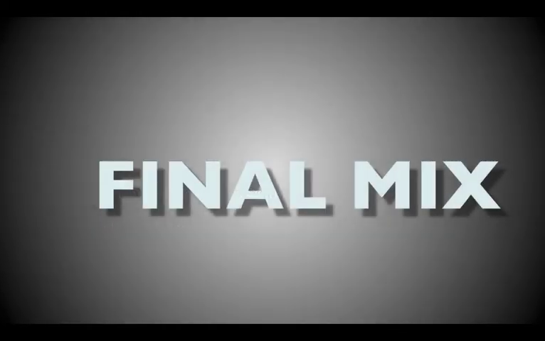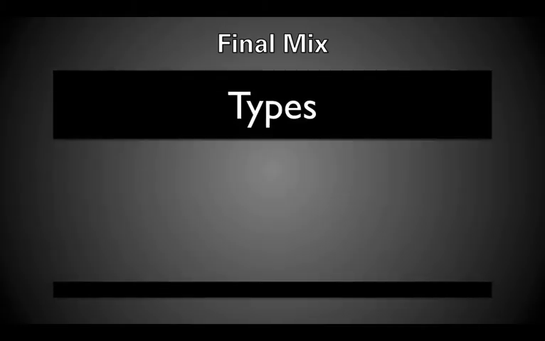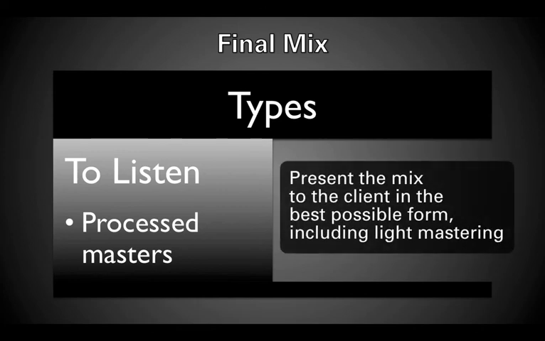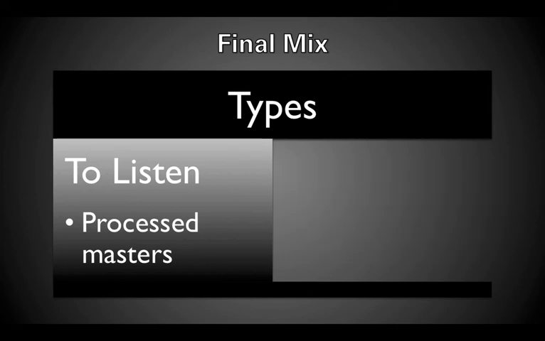So now you are at the point where we can print our final mixes. Now there are two types of final mixes that we should consider printing when we finalize this session. One, to listen. This is something you would send to the A&R guy or the client themselves for them to hear what the final product would sound like as close as possible to what a mastered version would sound like. So for this one, we would have a processed master with all of our dynamic processing on the master output.